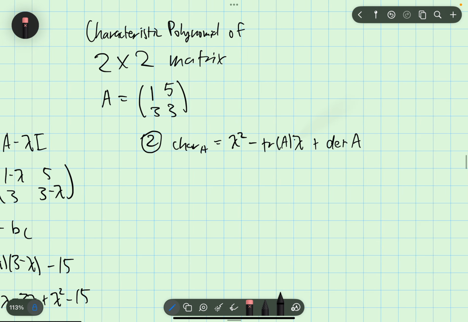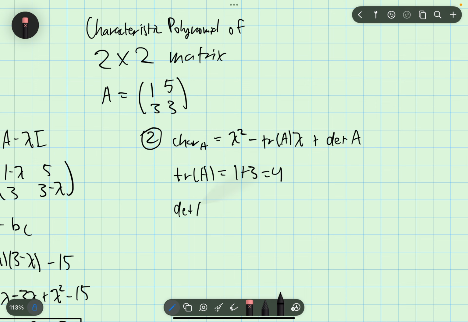Now, what is the trace? The trace is basically the sum of the diagonal values. So in this case, it's going to be 1 plus 3. Trace of A is going to be equal to 1 plus 3, which is 4. And what's the determinant of A? Determinant of A is going to be AD minus BC, right? Which is going to be 3 minus 15, which is negative 12.